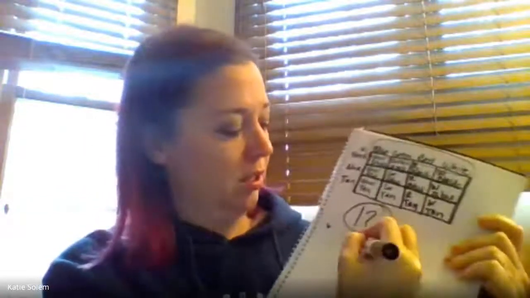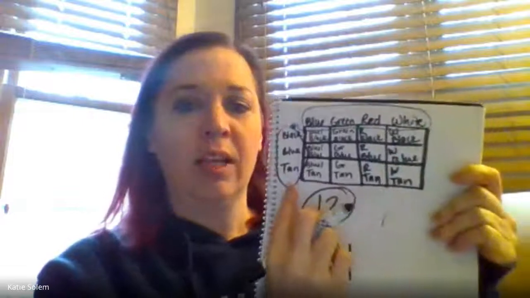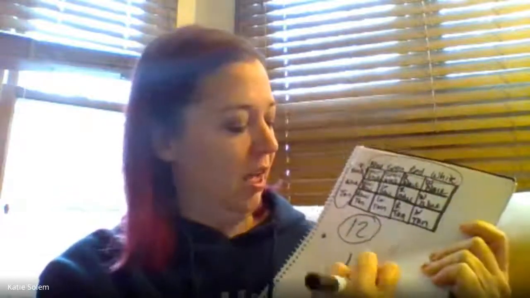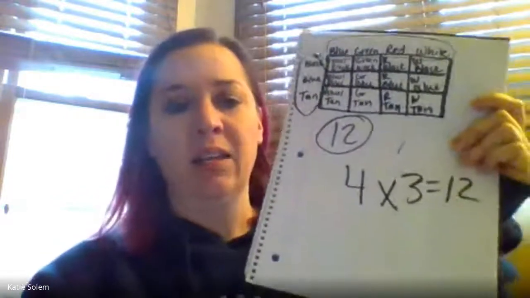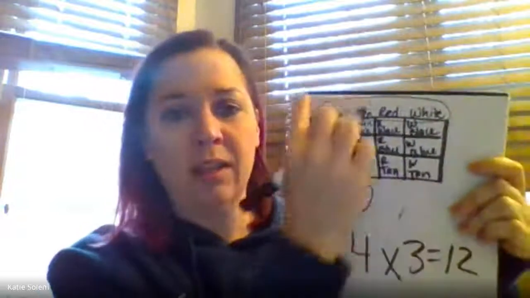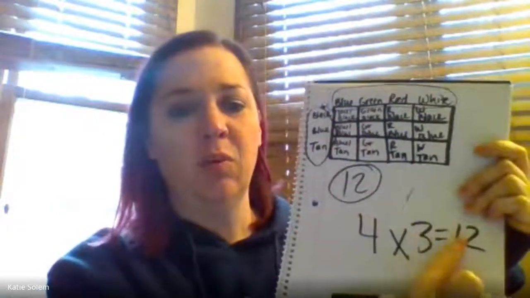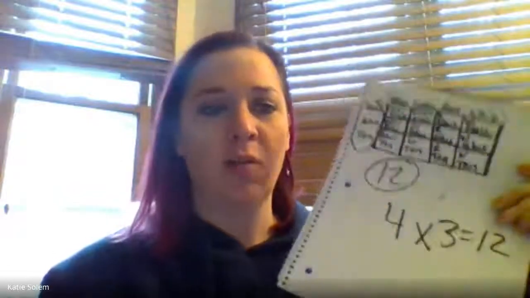possible shirts and 3 possible pants. If I multiply 4 times 3, I get 12. So I could use what I know about arrays and rows and columns to help me figure out my answer. So there are 12 combinations that he could wear for his outfit.